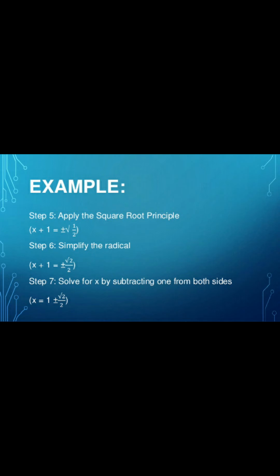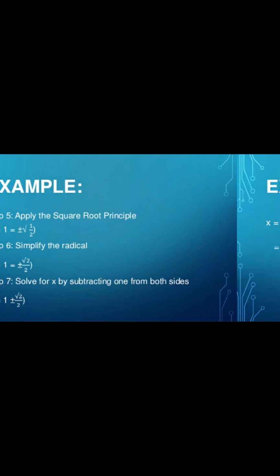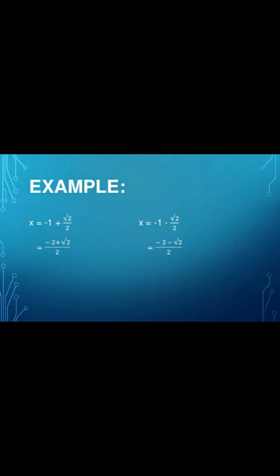So the solution of the equation will be x is equal to minus 1 plus root 2 by 2, and after solving it we get minus 2 plus root 2 by 2, and the second root will be minus 1 minus root 2 by 2, meaning minus 2 minus root 2 by 2. By using this method, you can solve the quadratic equation easily. Thank you.